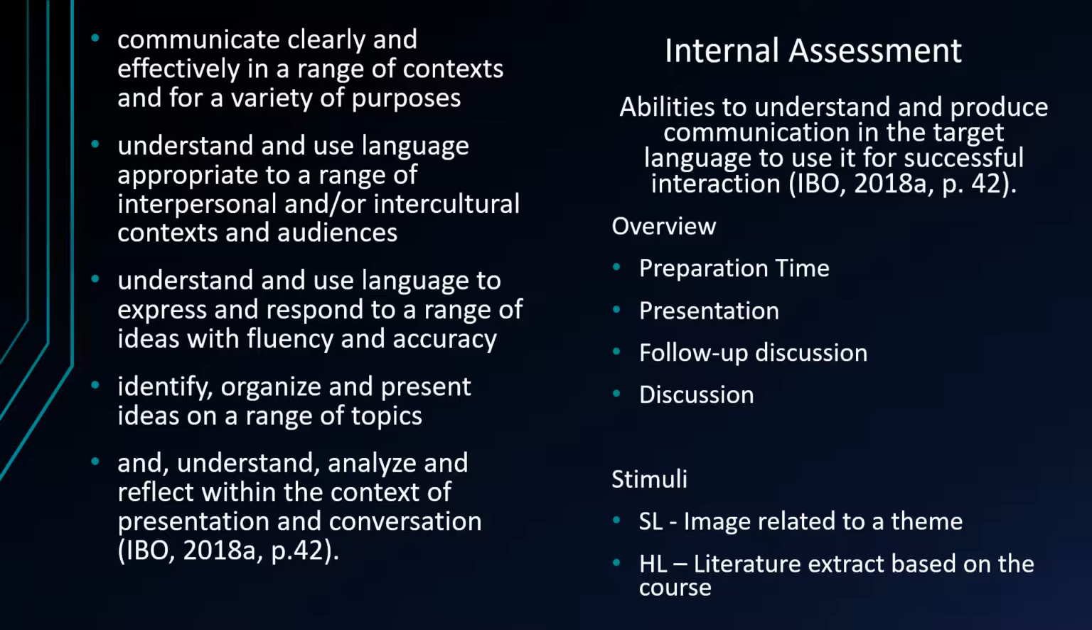At the higher level, each of these stages is about 1 minute longer, but the main change is that instead of visual stimuli, the students at the higher level need to present on a literary extract of 300 words in length based on literature covered during the course. Students need to explain the events, ideas, and messages of the extract.